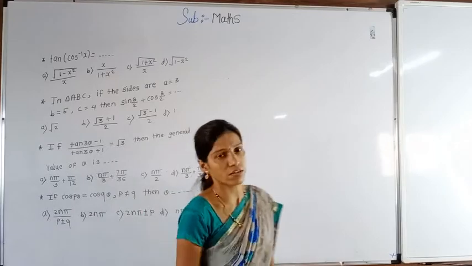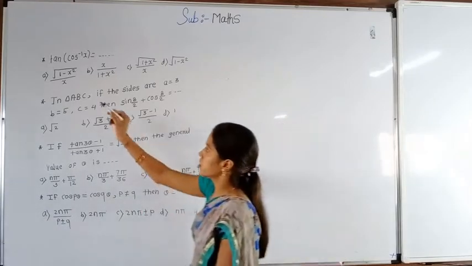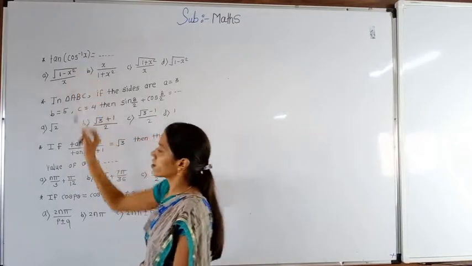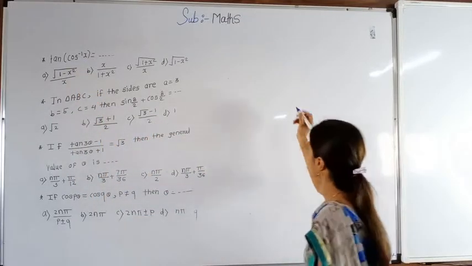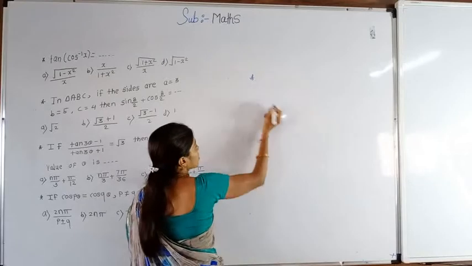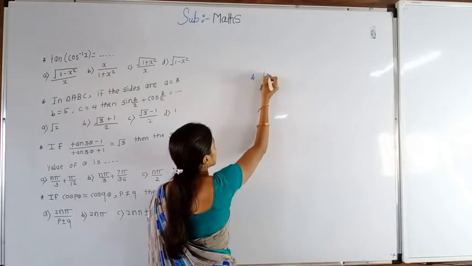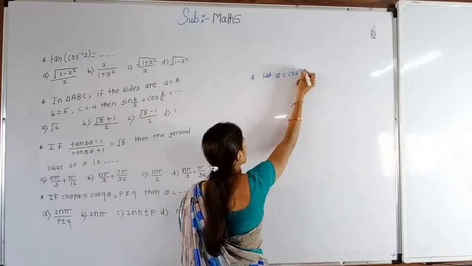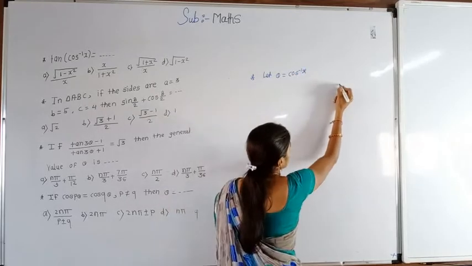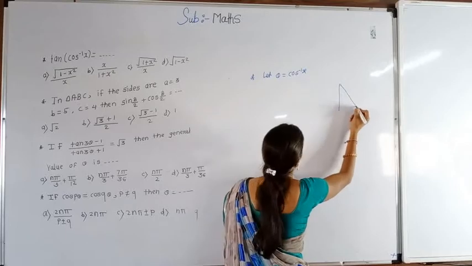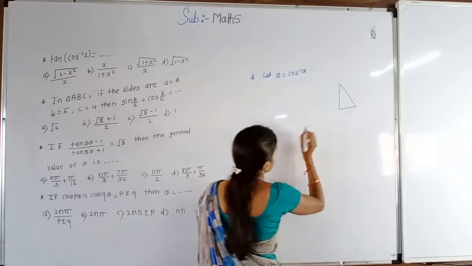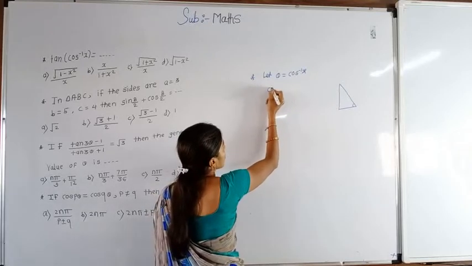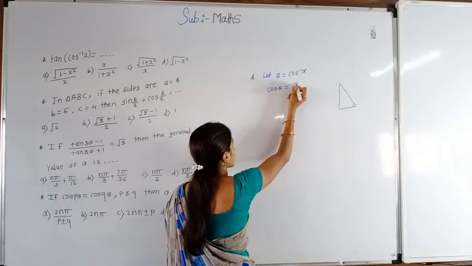For solving this type of question, we use trigonometry. First, we have to transform cos inverse x into tan inverse. Let us consider theta is equal to cos inverse x. See in this triangle, here is the angle theta. We write cos theta is equal to x.